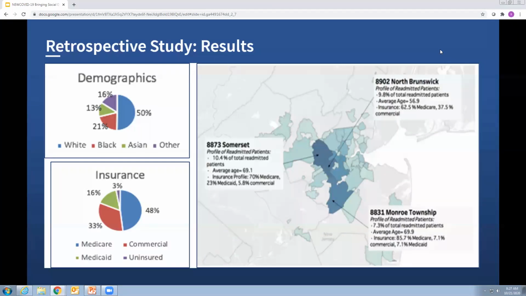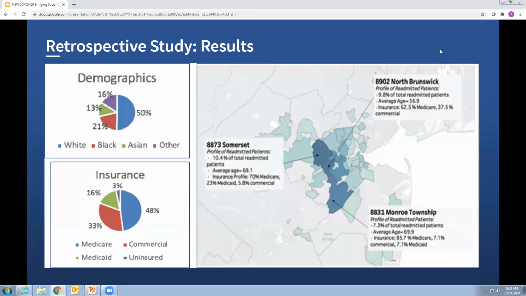Well, where were these patients coming from? What we found was that these patients were coming from 3 different geographical areas. They were coming from North Brunswick, Somerset, and Monroe Township. This prompted us to have another study looking at the Monroe cohort, because we were interested in saying, hey, why should these individuals who are relatively well off compared to other areas in New Jersey coming back and being readmitted?